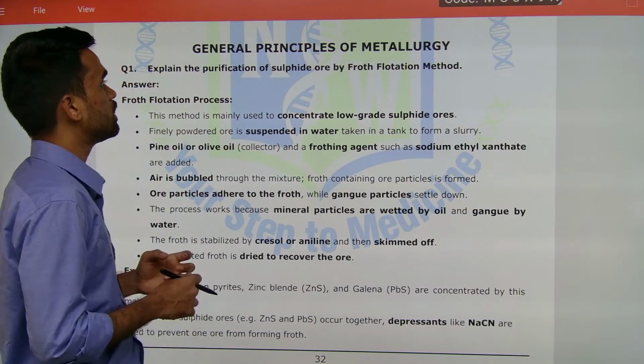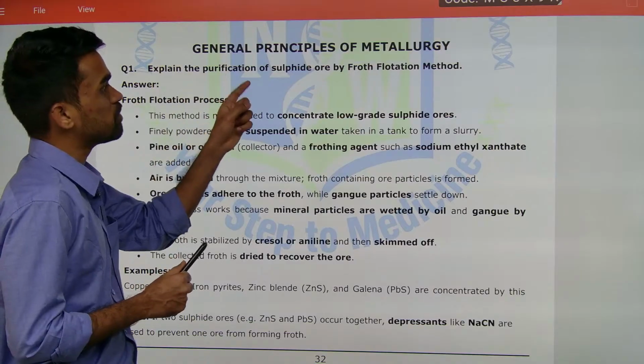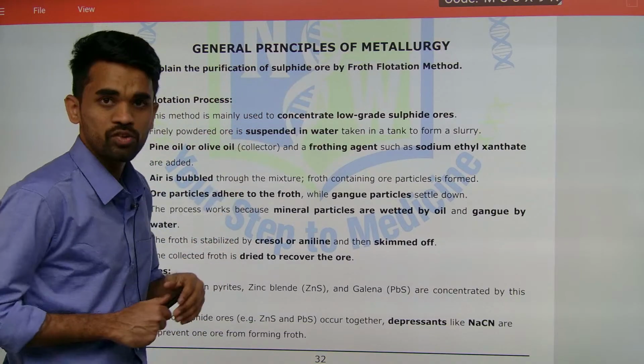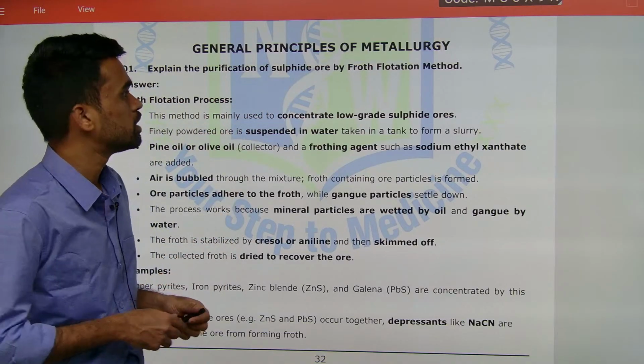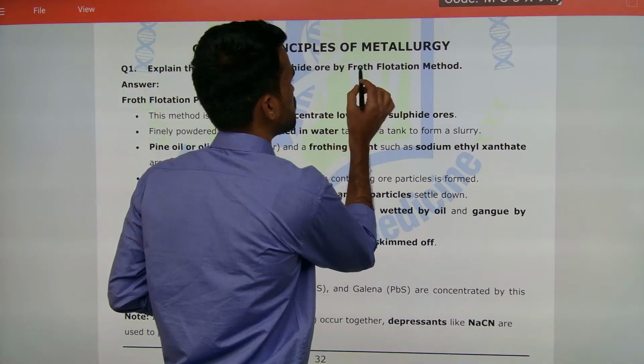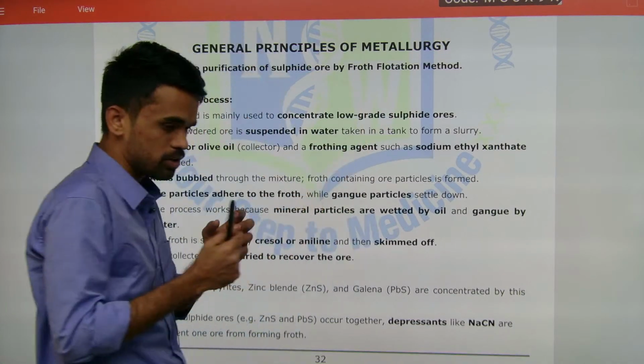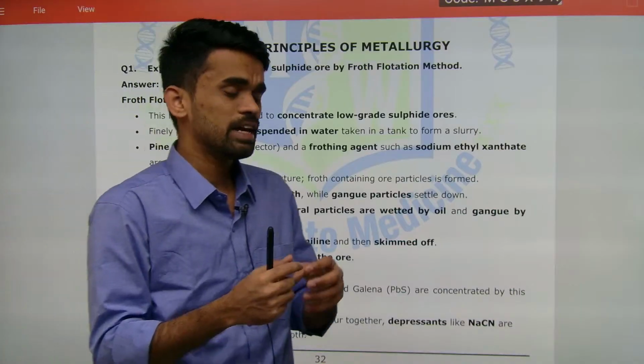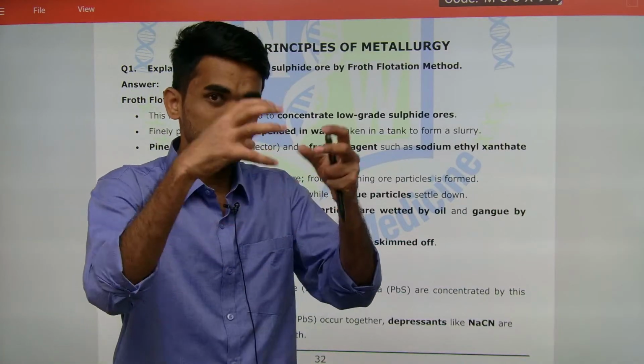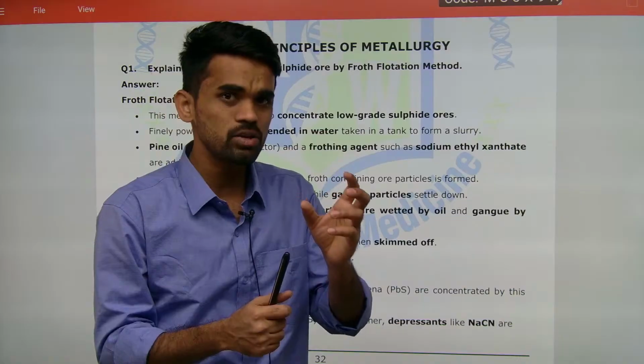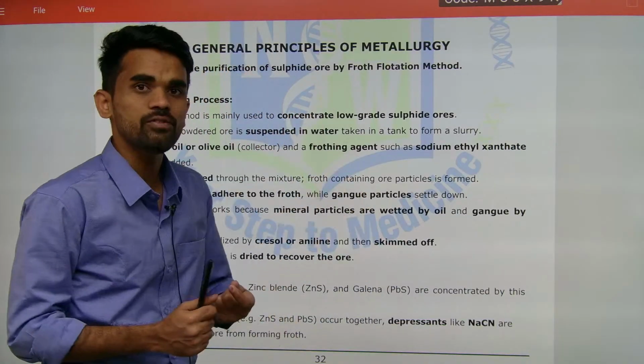So what are they saying? Explain the purification of sulfide ore by froth flotation. What do we mean by froth here? Froth is nothing but something like a foam. When we are using detergent, we will see some kind of foam coming. Similar to that, here we will have something called froth.